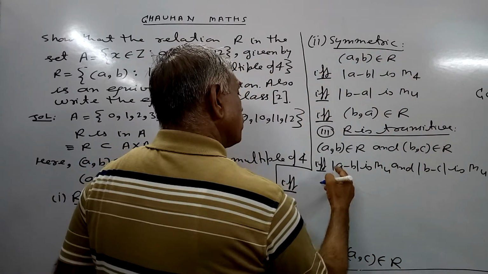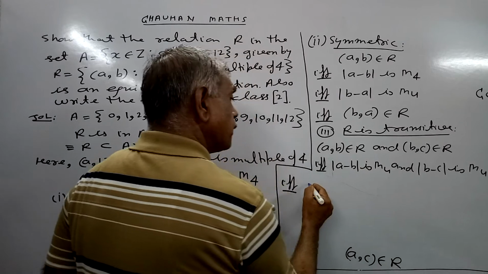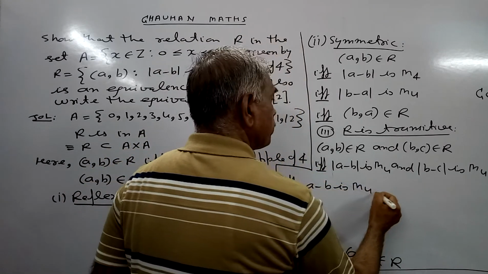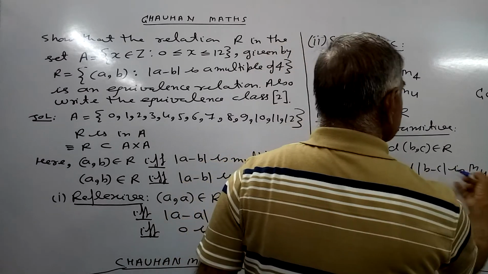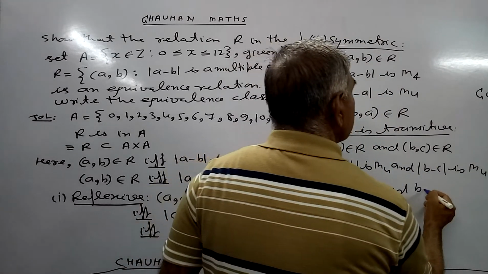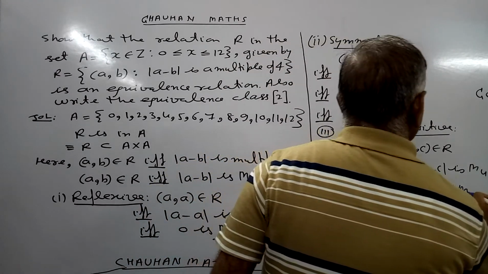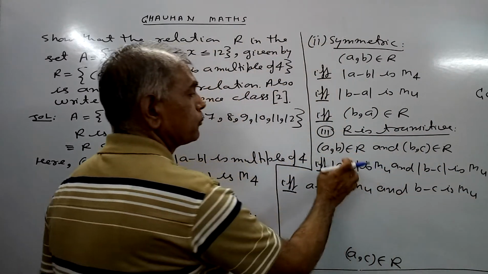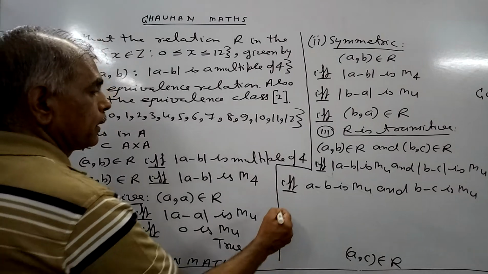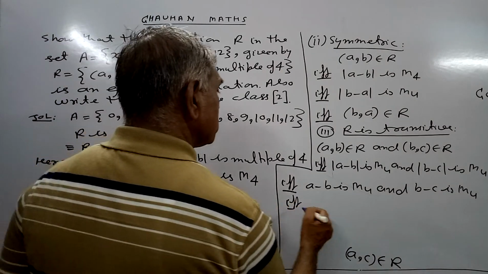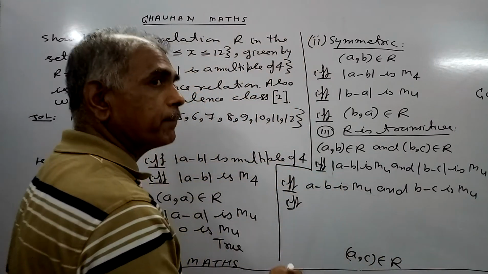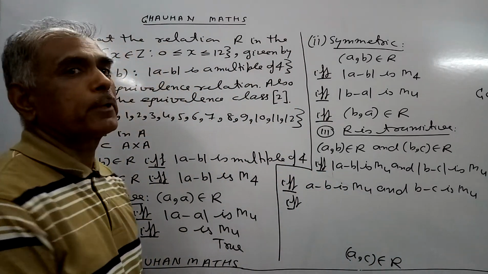So mod A minus B is multiple of 4, A minus B is also multiple of 4. Mod B minus C is multiple of 4, so B minus C is also multiple of 4. For the purpose of multiple of 4, this mod can be opened. Now, if these two numbers are multiple of 4, then their sum will also be multiple of 4.